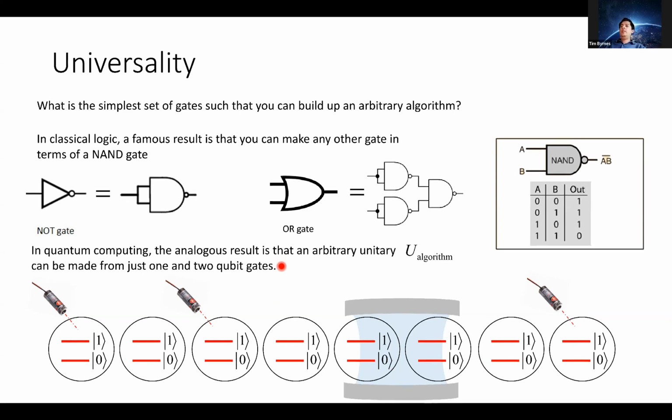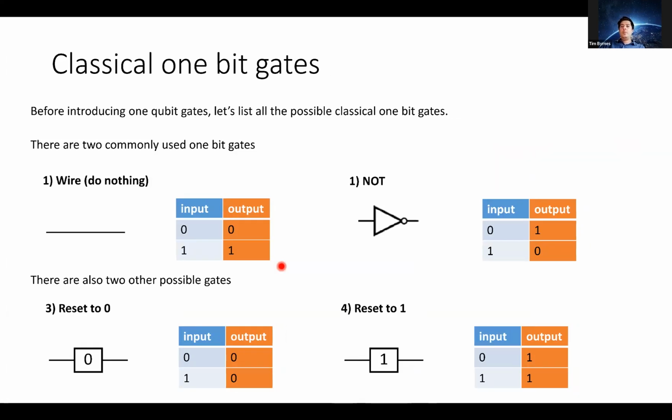So we need gates which are a little bit more complicated, but still we can make a completely arbitrary quantum algorithm just from 1 and 2 qubit gates. Okay, so let's explore this idea. Let's look at one bit gates first.